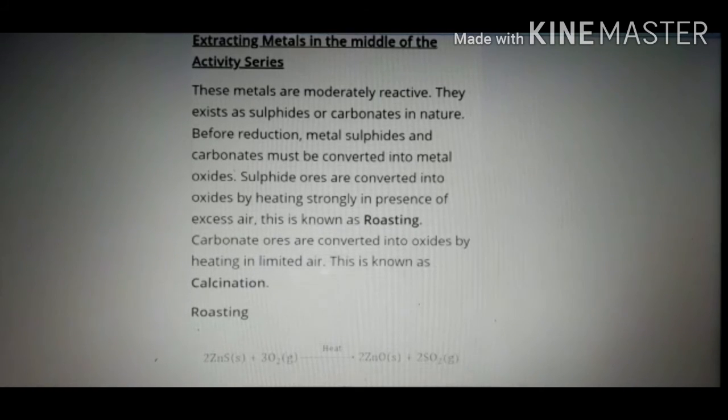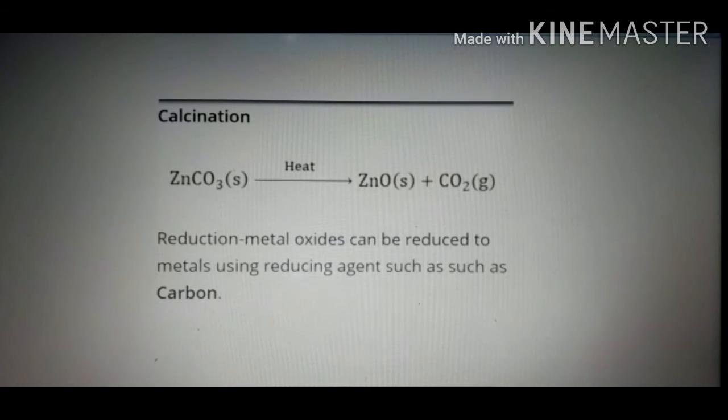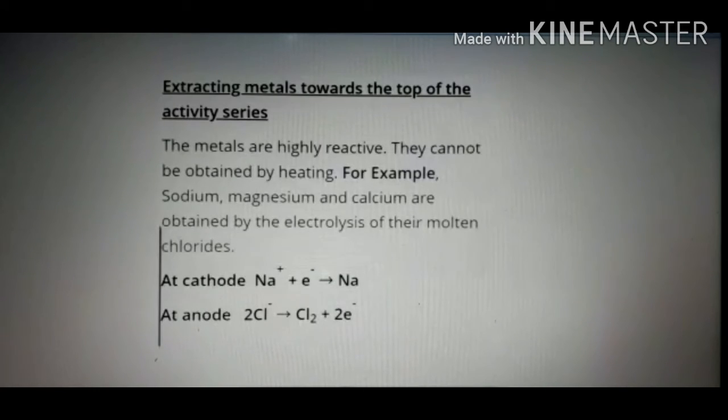Similarly, a carbonate ore, zinc carbonate, when heated with a limited supply of air, forms zinc oxide and carbon dioxide. The metal oxide can then be reduced to metal using reducing agents such as carbon. Okay, this is extracting metals in the middle of the reactivity series. Next we are going to discuss extracting metals towards the top of the activity series.